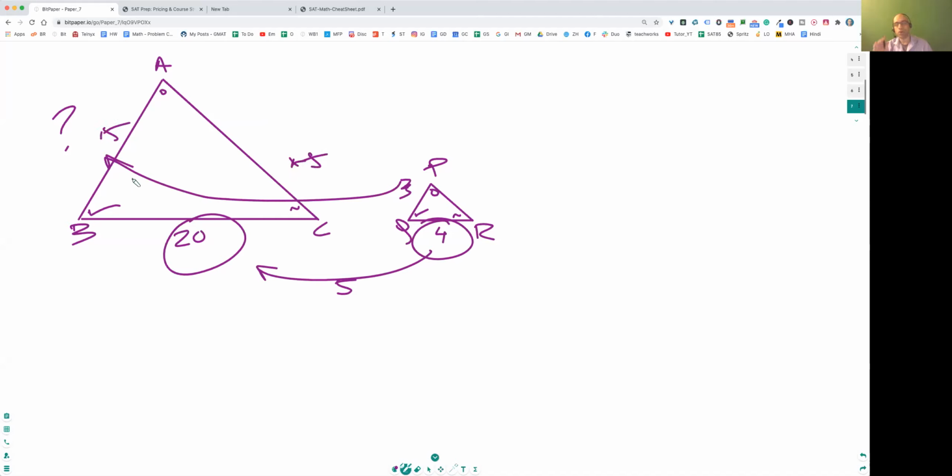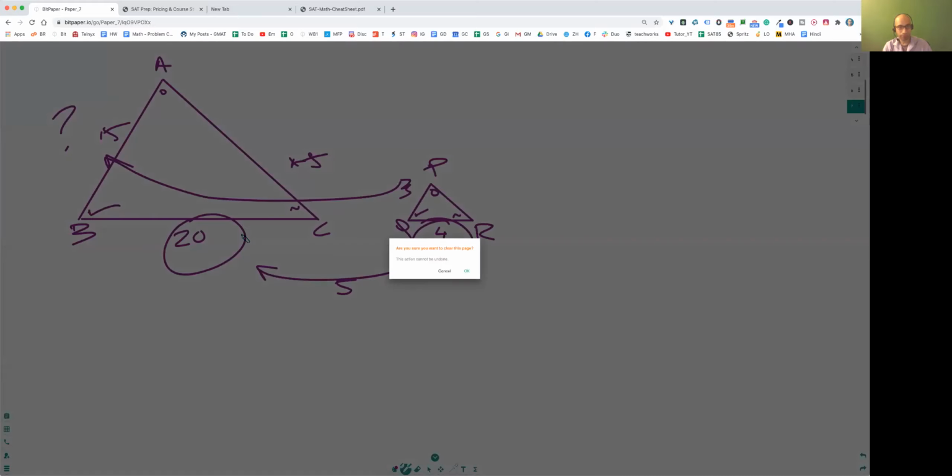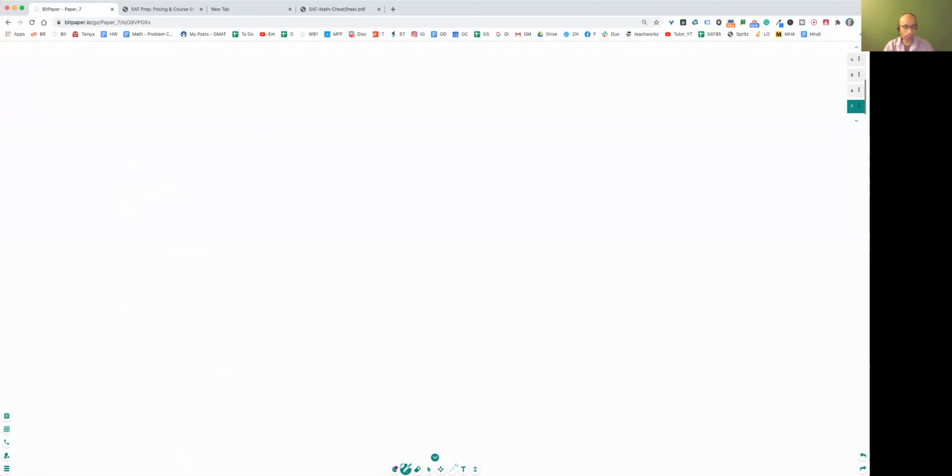Similar triangles are so important. Please don't miss them, okay? These are so easy problems. So you've got this. Now you've got to work on some other ideas.